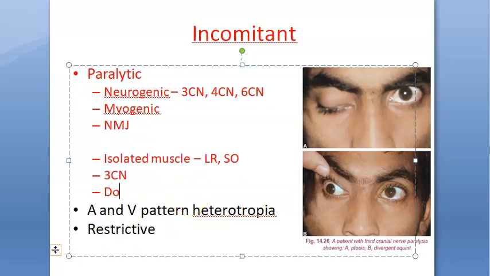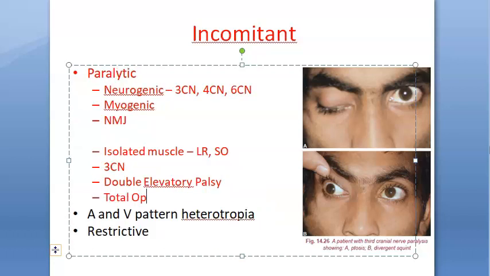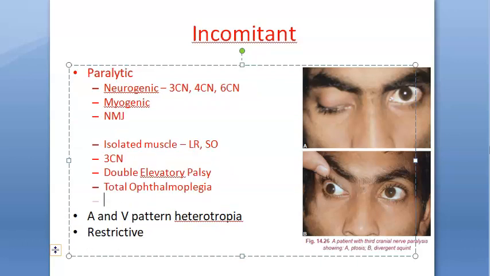Then they are saying double elevator palsy, characterized by paresis of the superior rectus and the inferior oblique of the involved muscle. Okay, then there is something called total ophthalmoplegia. Total ophthalmoplegia means all intraocular muscles, extraocular muscles, all gone. Okay, that is total. If external, it means all extraocular muscles are gone, while internal will still be working, like sphincter, dilator and all that.